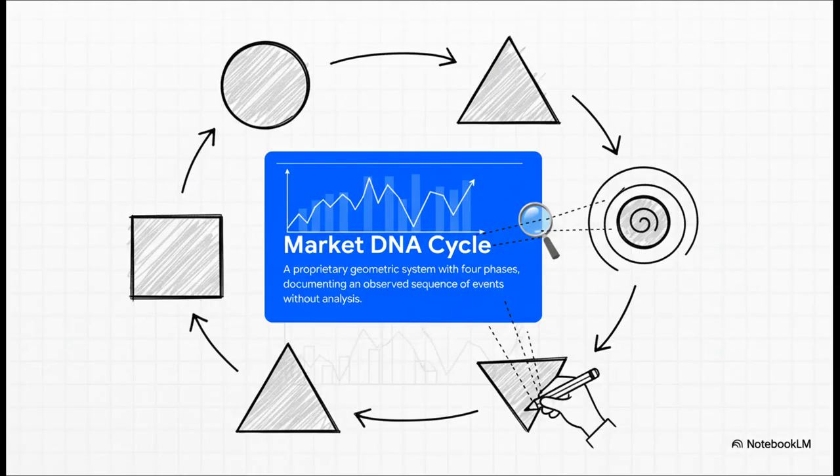So you might be wondering, what exactly is a market DNA cycle? Well, it's described as a proprietary geometric system with 4 distinct phases. The most important thing to keep in mind as we go through this is that we are only documenting the observed sequence of events. We're not going to analyze or try to interpret the why behind any of it. We are simply narrating the record just as it was captured.